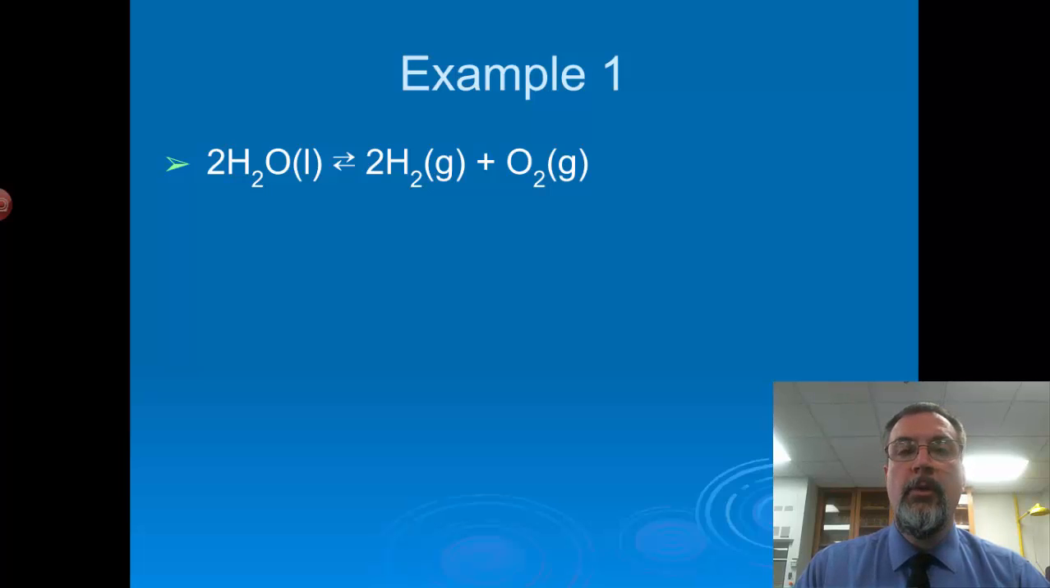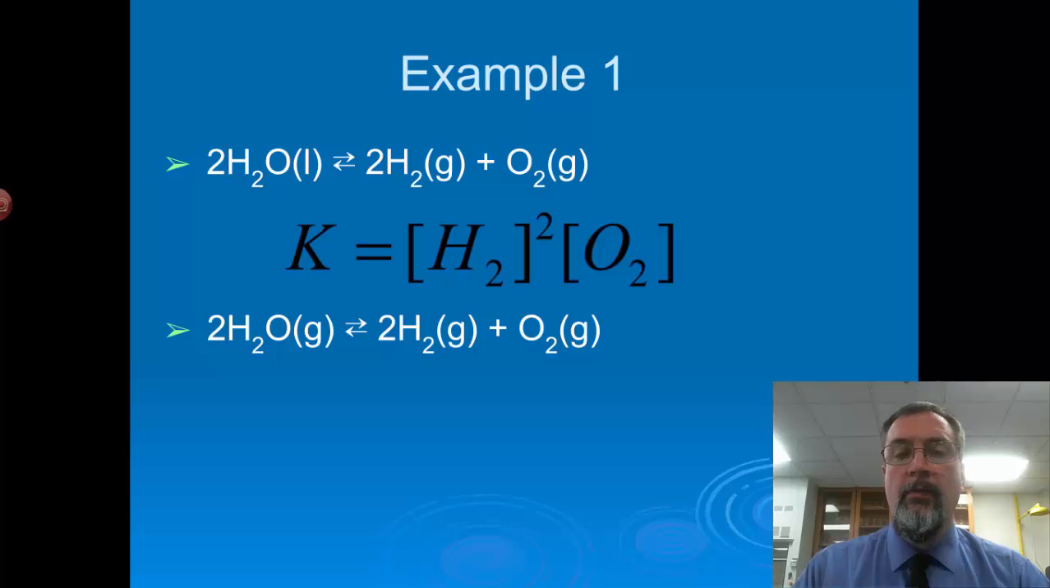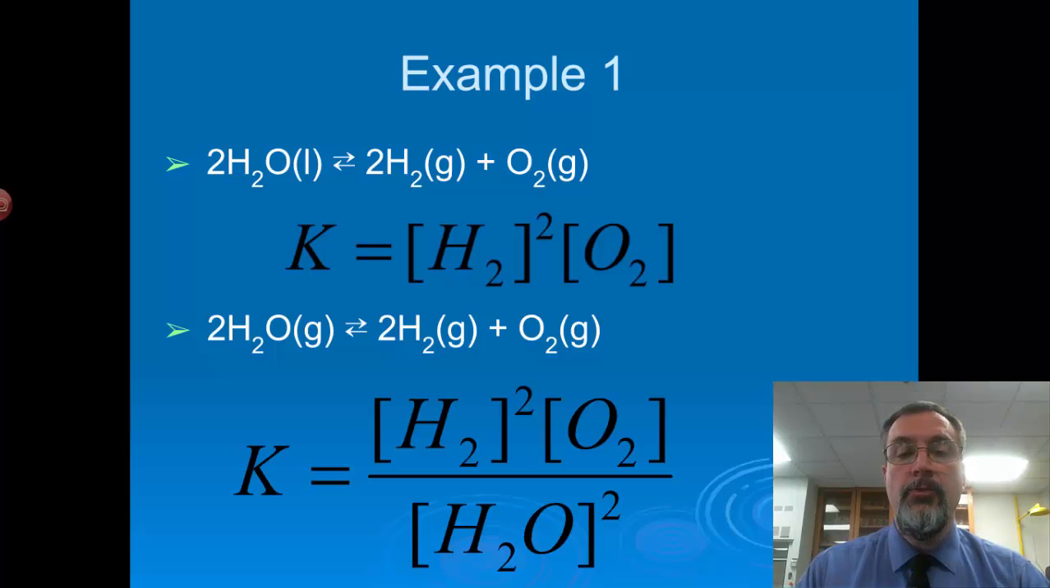So here we have liquid water at equilibrium with hydrogen gas and oxygen gas. If we were going to write an expression for K, we would not include the H2O. We would only include the products in this case, the concentration of H2 squared times the concentration of O2. In this one, where we have gaseous water going to gaseous hydrogen and gaseous oxygen, we would include the H2O because it's a gas. And so you'd have the denominator for the reactants, H2O concentration squared.